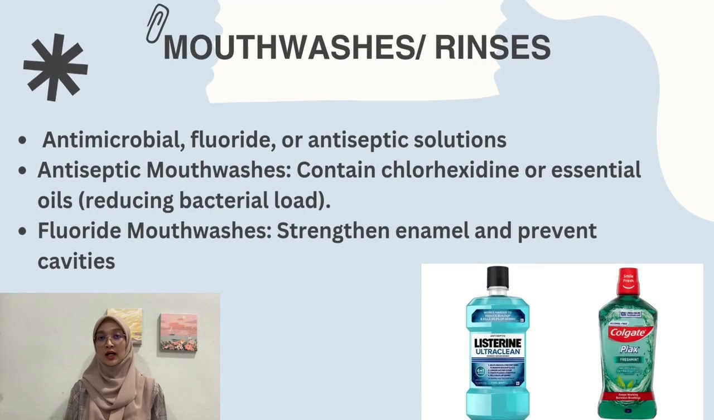The next oral hygiene aid is the chemical one. The first is the mouthwash. There are antimicrobial, fluoride, or antiseptic solutions for rinsing the mouth. Antiseptic mouthwash contains chlorhexidine or essential oils for reducing bacterial load. And the fluoride mouthwash is used to strengthen the enamel and prevent cavities.